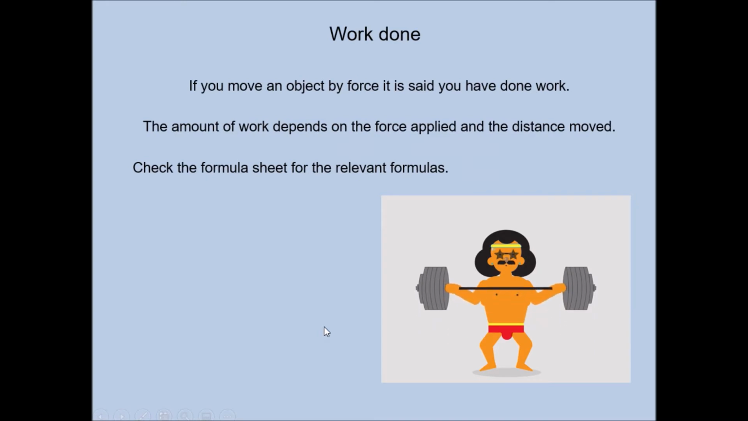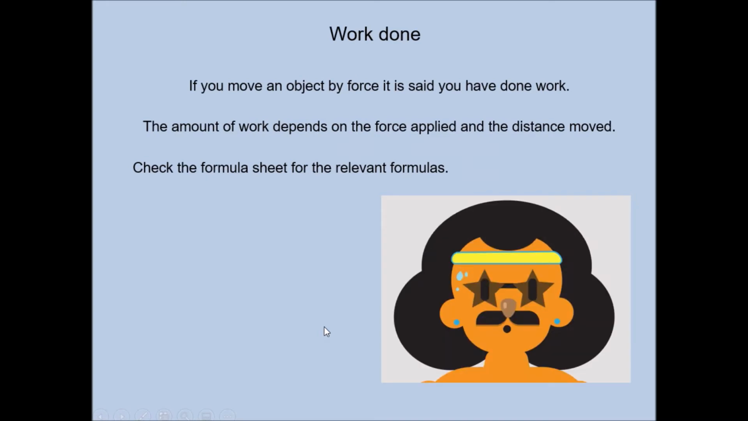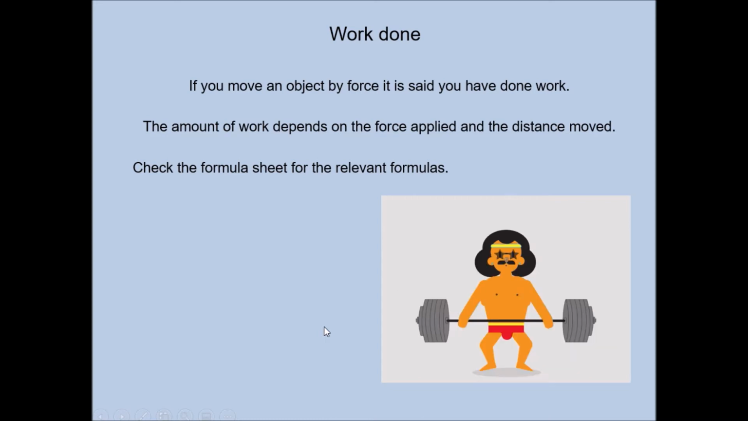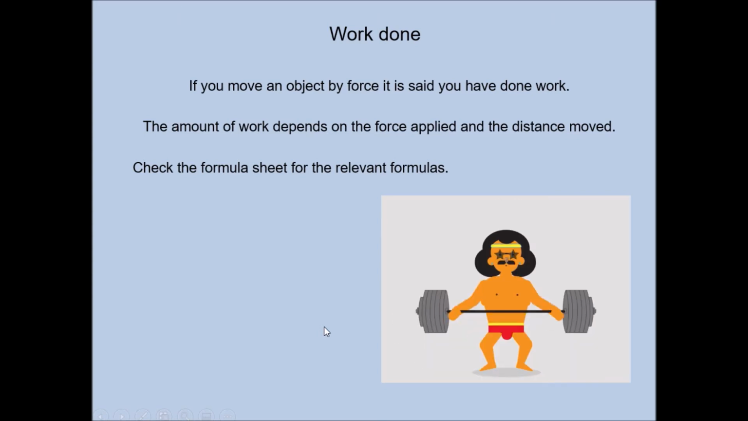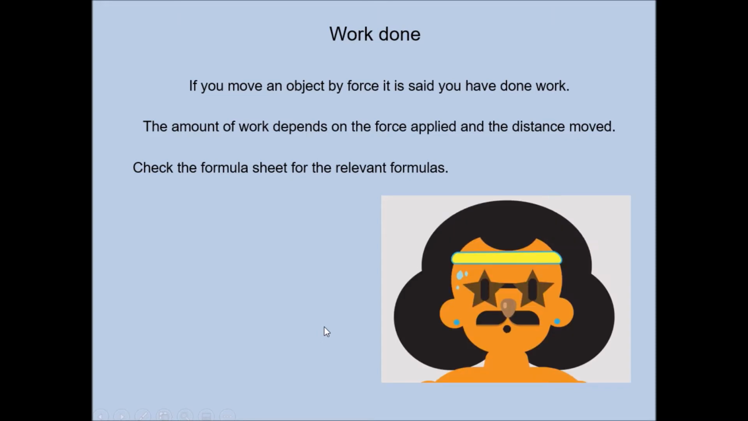Right, so work done. Definition of work done: if you move an object by force, you have done work. The amount of work depends on the force applied and the distance moved. If you check your formula sheets, you'll see there's a formula on there for work done. Pause the video if you've not got your formula sheet handy and go and get it.